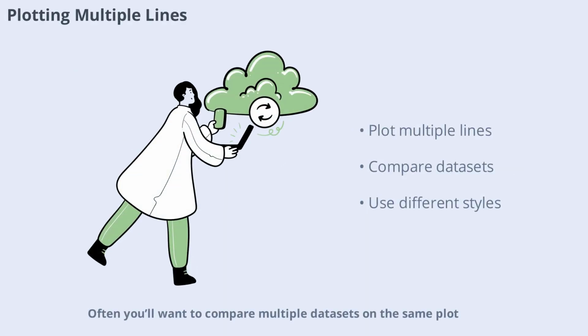Often you'll want to compare multiple datasets on the same plot. Matplotlib allows you to plot several lines by calling plt.plot multiple times before plt.show. Each line can have its own style and label, making it easy to compare trends or highlight differences. This feature is especially useful in data science for visualizing relationships between variables.